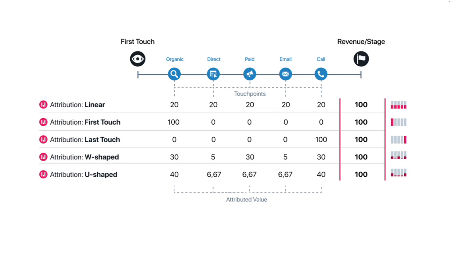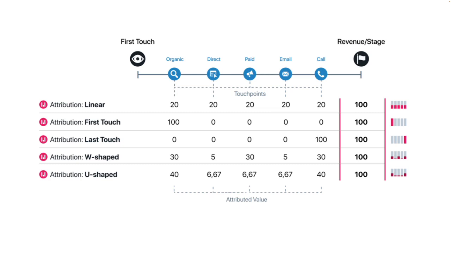So linear is distributing the same equal weight to each touch point. First touch, 100% to the first; last touch, 100% to the last. And then W-shaped and U-shaped is distributing the amount of weight or credits between the different touches. What do we do with this information?